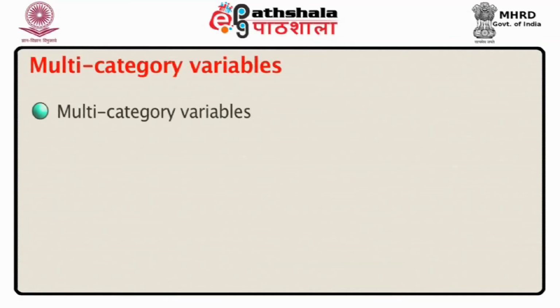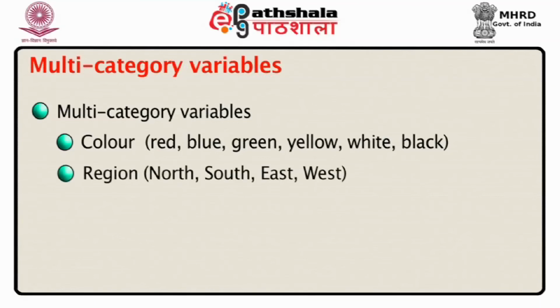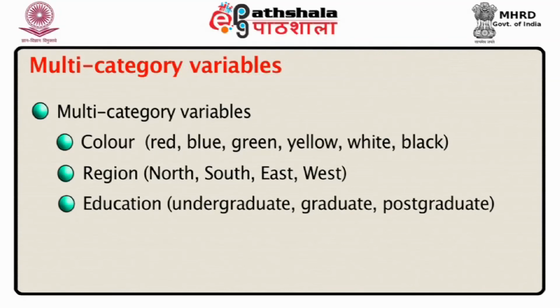Next, we go on to the multi-category variables. Now for multi-category variables, there is very little that we can do. In this case, we have variables like color. Color can be of different types. It's not two categories. It's not only red and blue or red and not red. It's red, blue, green, yellow. You can add on as many as you feel like here. It can be regions like north, south, east, west, maybe central, northeast, etc. It can be education, undergraduate, graduate, postgraduates, maybe school level, etc.